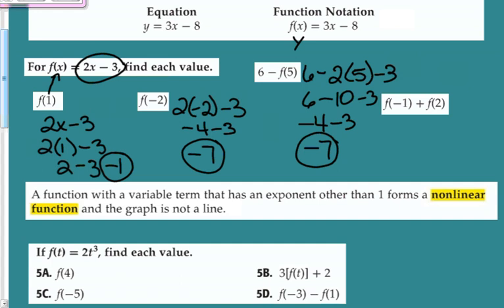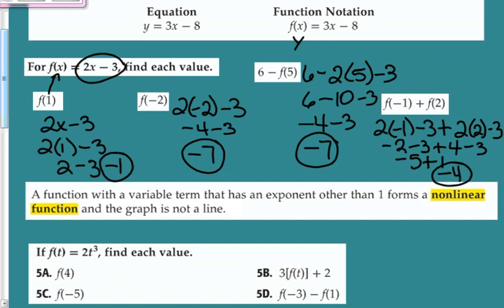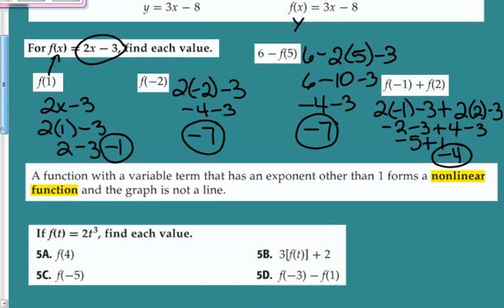Then we have 2 of them to do. So we're going to do negative 1 first. So 2 times negative 1 minus 3 plus 2 times 2 minus 3. We'll put it in 2 times. Negative 2 minus 3 plus 4 minus 3. Negative 2, negative 3, negative 5 plus 1, because 4 minus 3 is 1. Negative 5 plus 1 is negative 4. It's just taking turns plugging in whatever is in the x spot into that equation.